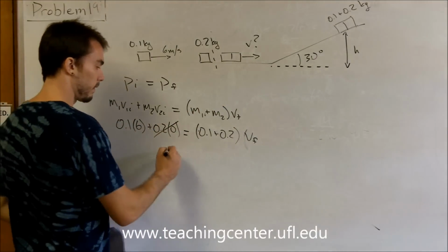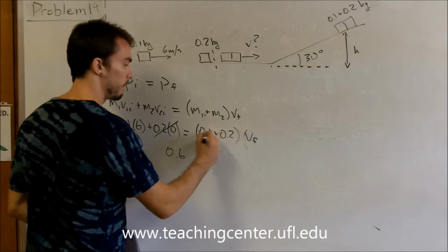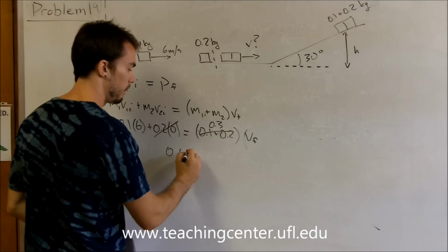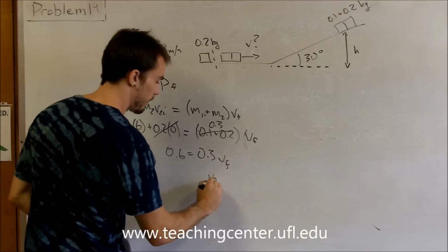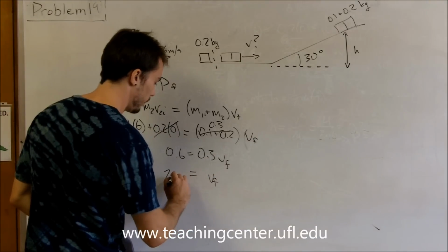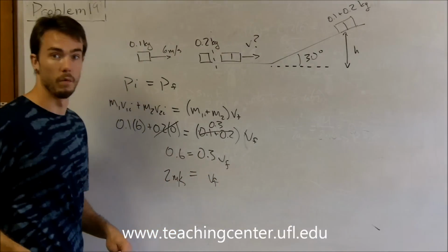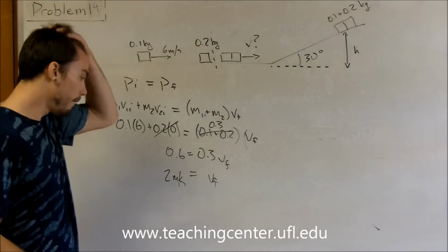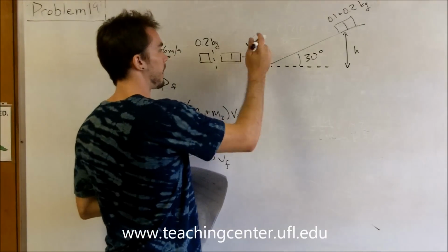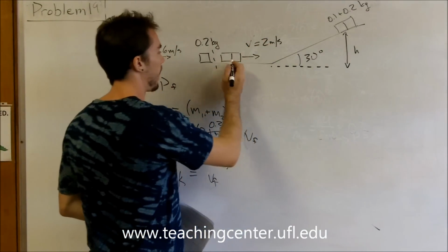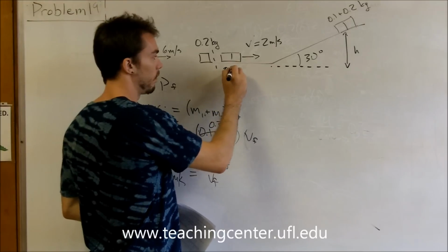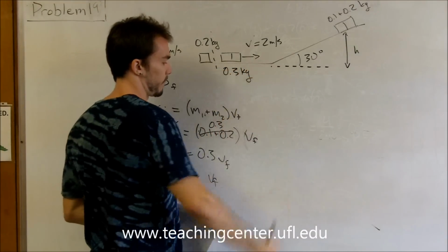So 0.1 times 6 gives us 0.6. This gives us 0.3. So our final velocity is just going to be equal to 2 meters per second, 0.6 over 0.3. Now we know the velocity right here is going to be 2. And we know the mass of this guy is 0.3 kilograms.